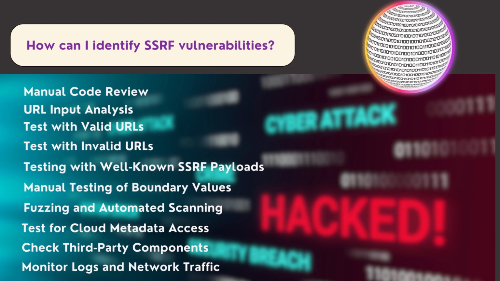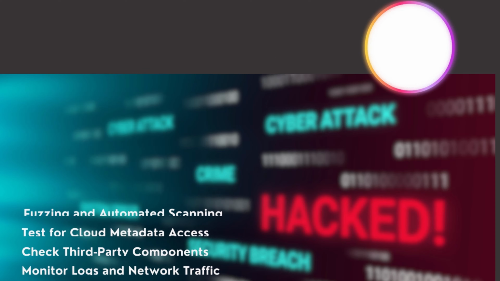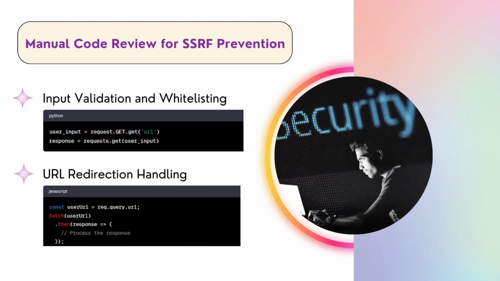Remember that security testing is an ongoing process and regular reviews and assessments are very much essential to keep your application secure over time. Let's talk about the manual code review for SSRF prevention. Manual code reviews during the development phase can help identify SSRF vulnerabilities early on. Certainly, let's walk through some examples of manual code review techniques for preventing server-side request forgery vulnerabilities.